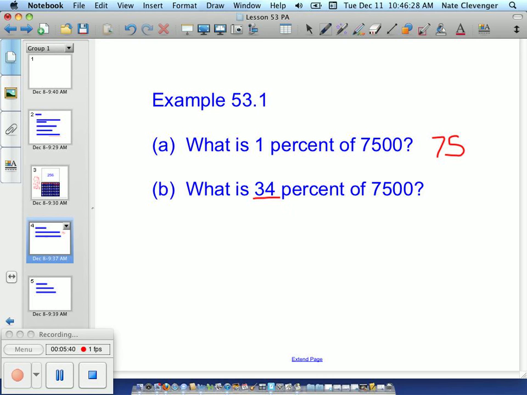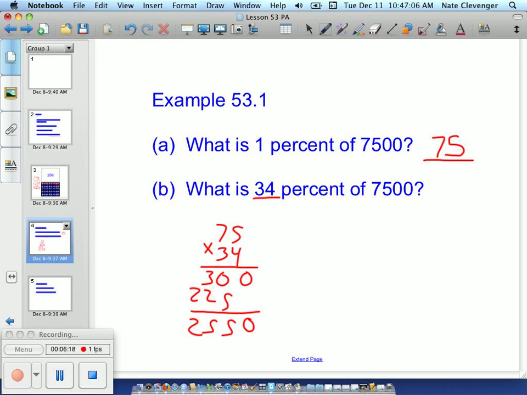Now, Trenton, how would we find what 34% is of 7,500? Emily, how'd you get that? I took 75 times 34. You know that 1% is 75, and we need 34 of those. So you take 75 times 34.